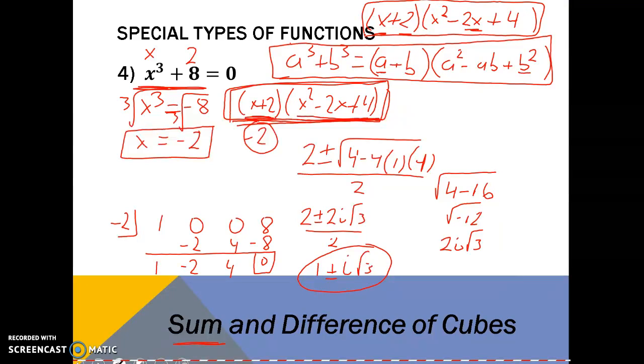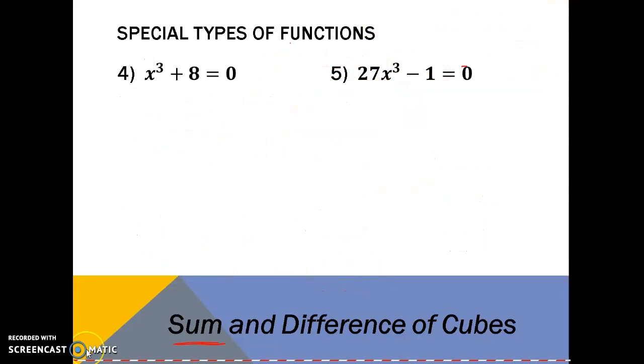Let's apply that to a different situation. Let's say that we have something like this where we have the difference of two cubes. What we just did is we wrote down the equation for the sum of two cubes, which is a cubed plus b cubed, and that formula is this. Two factors, one small factor is going to be a plus b. The big factor is going to be a squared minus ab plus b squared.